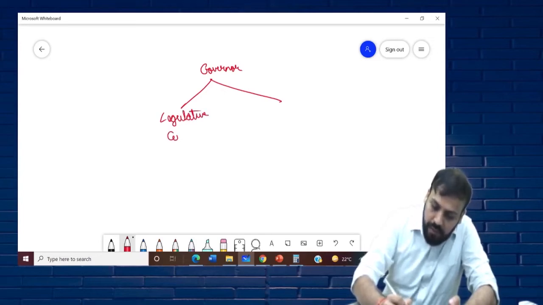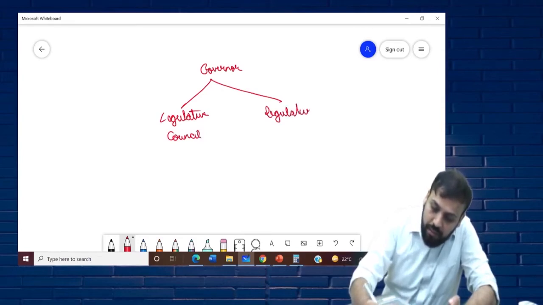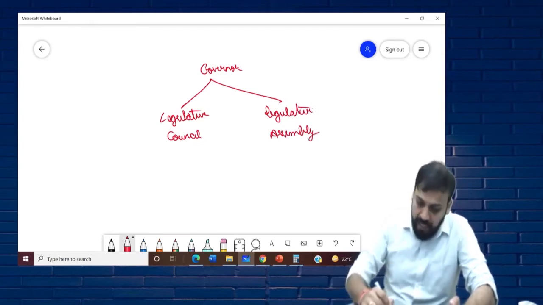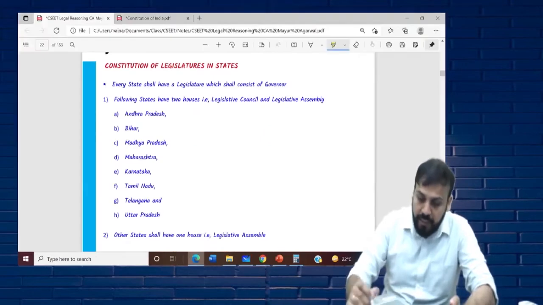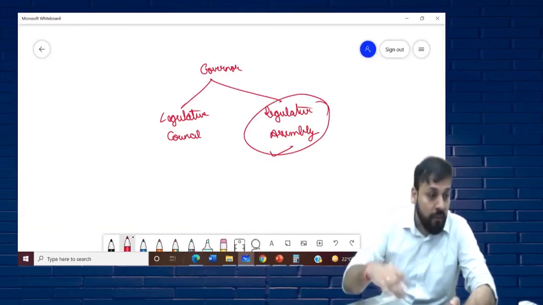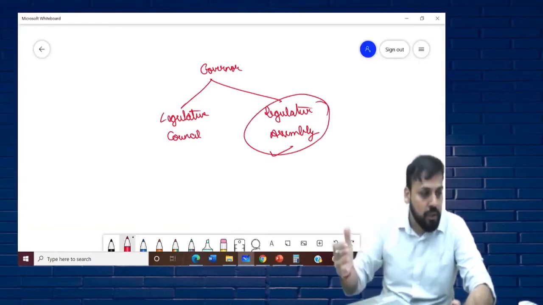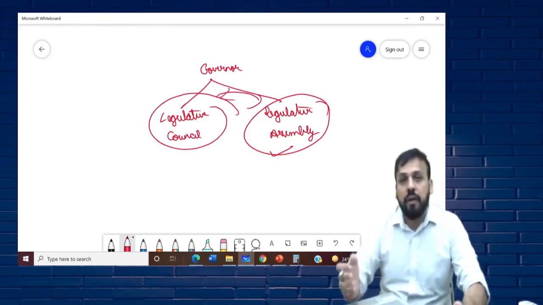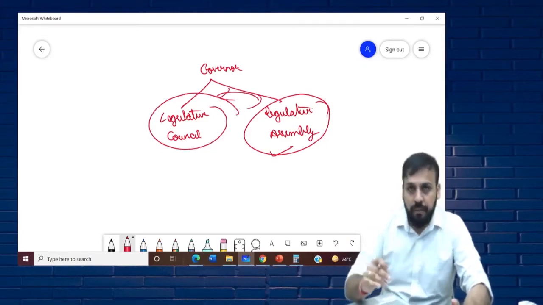There is a legislative council and a legislative assembly, right guys? But believe me, both are not there in every state. In every state there will be a legislative assembly, but where the state is big and the population is big, there would be both houses, that is the legislative council and the legislative assembly.